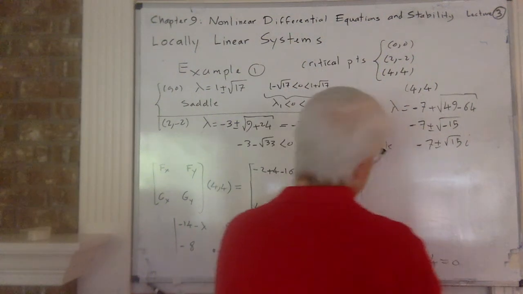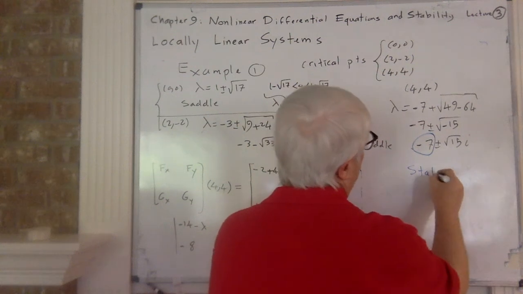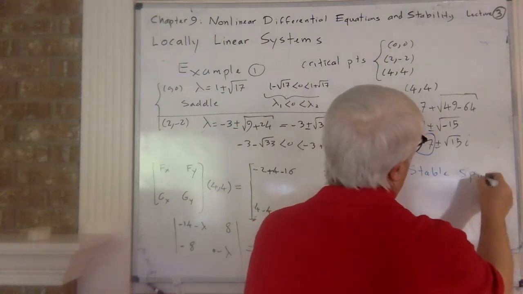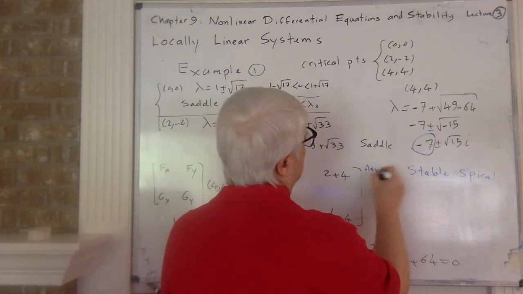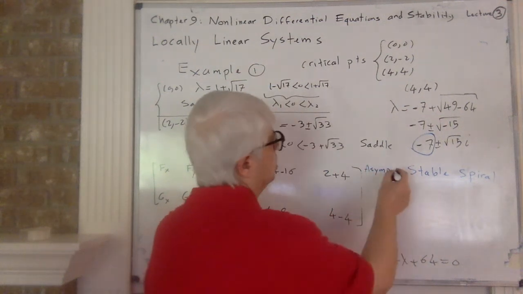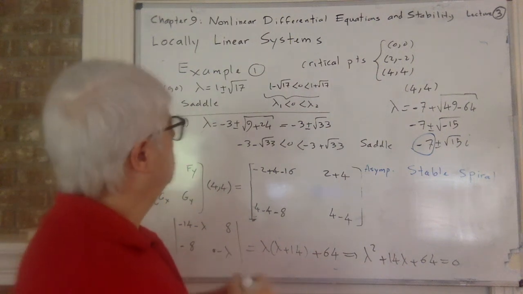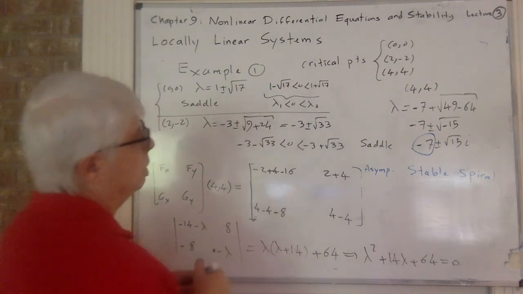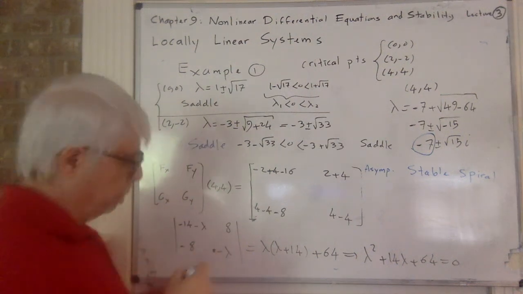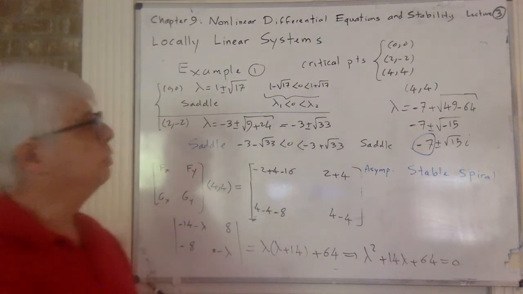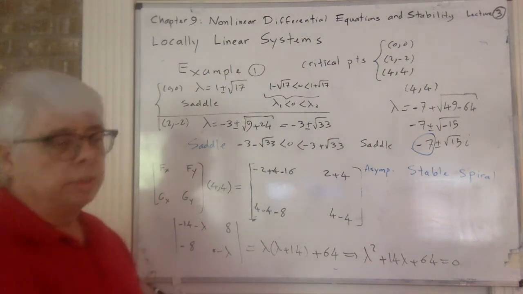Fantastic. So this is what? Stable spiral, or asymptotically stable, if you want. Asymptotically stable spiral. Okay? So those two are saddle points, and just this one is spiral. So if we get closer and closer to (4, 4), where we are good, the other two are not.